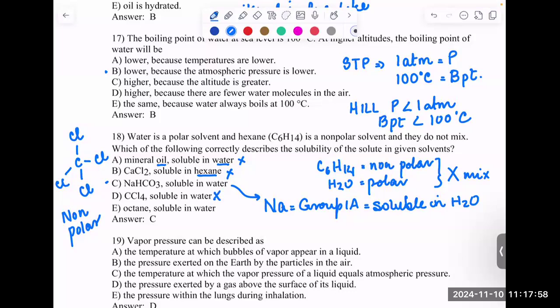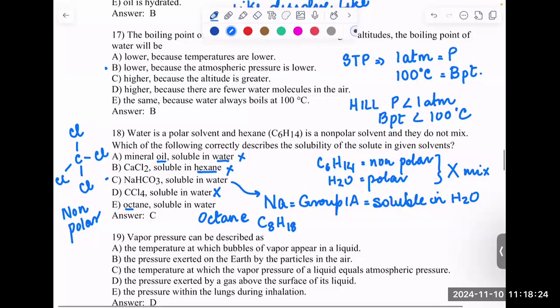Okay, octane. So okay, you guys don't know octane. Octane is C8 and H18. So this is again carbon. All these weird names, octane, butane, propane, hexane, heptane, all these are carbon containing compounds, carbon and hydrogen. So that's why the answer is that.